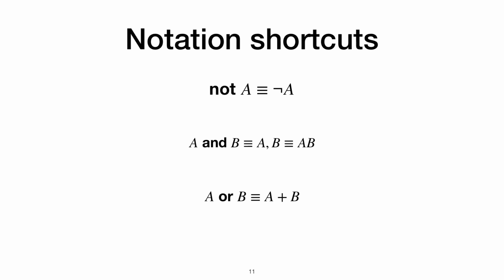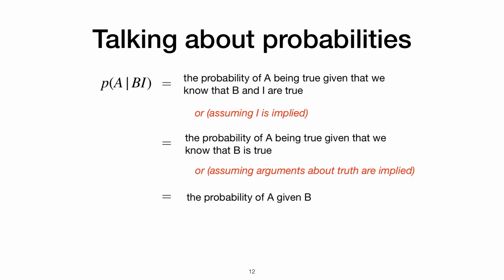I'm also going to use these shortcuts. I'm going to denote not A by this symbol followed by A. I'm going to denote A and B, which should be read as A and B is true, by either A comma B or A followed by B, which looks like A times B. And I will refer to A or B, which should be read as A is true or B is true, as A plus B.